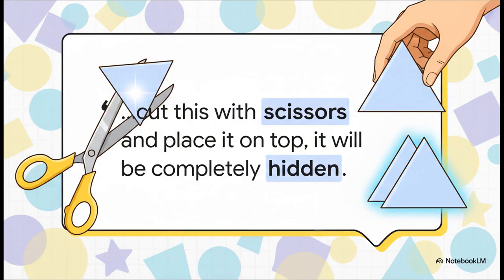Here's a great way to think about it. 2 figures are congruent if you could literally cut one out with scissors, place it right on top of the other one, and poof, it disappears. It's perfectly hidden underneath because they overlap completely. Not a single part of the bottom figure would be showing.